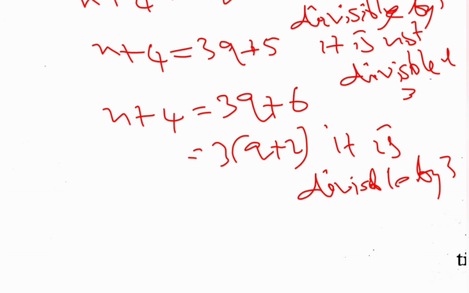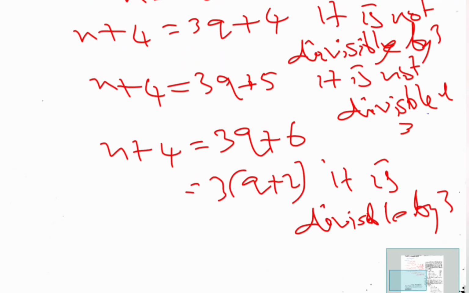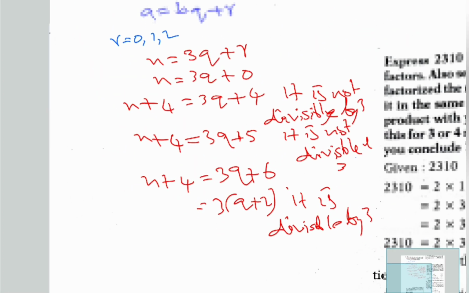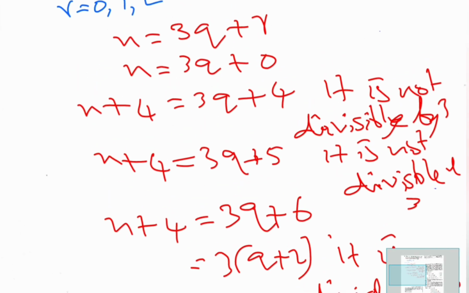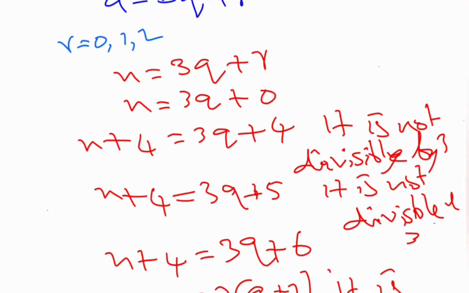Now in case 1, only 1 is divisible, in case 2 also only 1 is divisible, and in case 3 also only 1. For the n plus 4 case, only 1 is divisible, n plus 2 also only 1 is divisible, and n also only 1 is divisible.